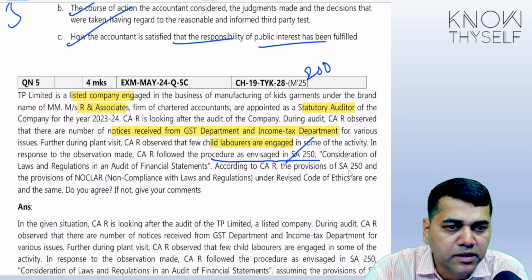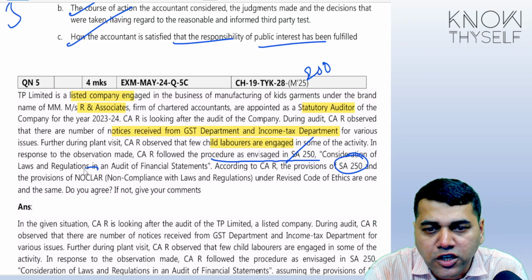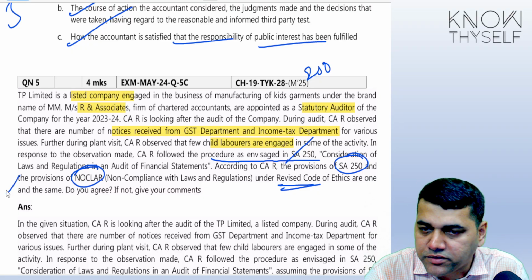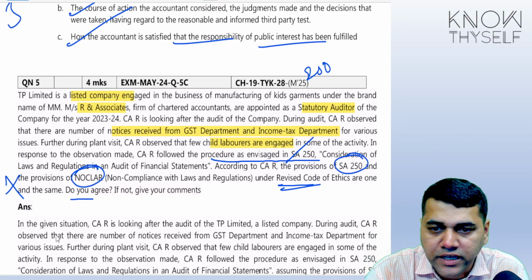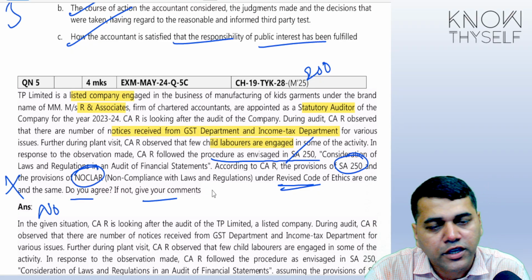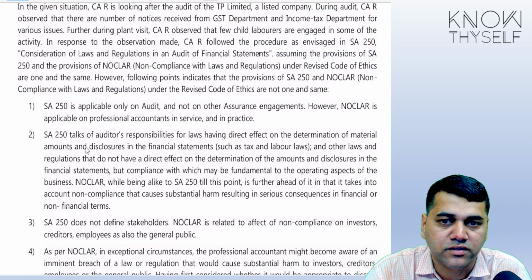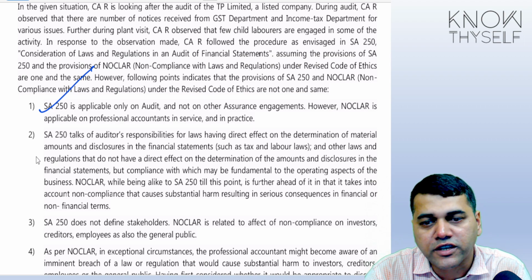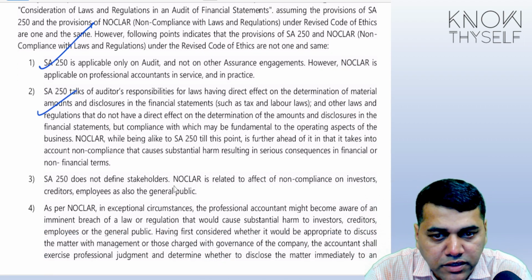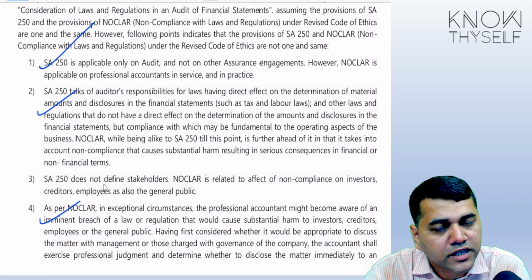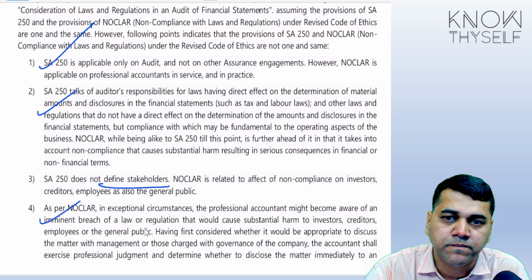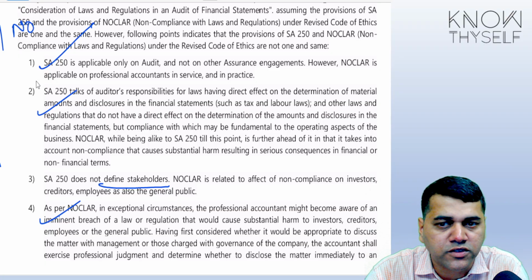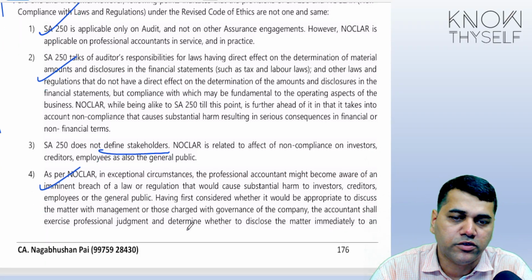According to CAR, the provisions of SA 250 and NOCLAR under the revised Code of Ethics are one and the same. Do you agree? No, they are not the same. Give your comment, so you can give the differences. What does SA 250 say? What does NOCLAR say? What is the responsibility of the auditor? Imminent breach, exceptional circumstances. They do not define the stakeholders, but they define. So 1 mark for telling that they are not the same, and 4 marks for telling any 4 points of difference.